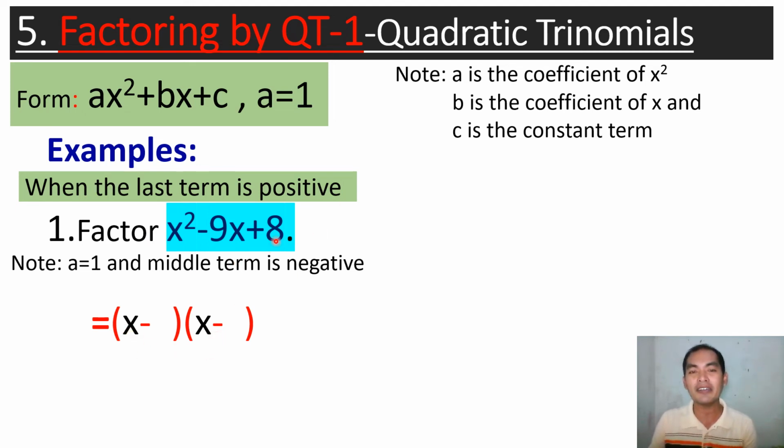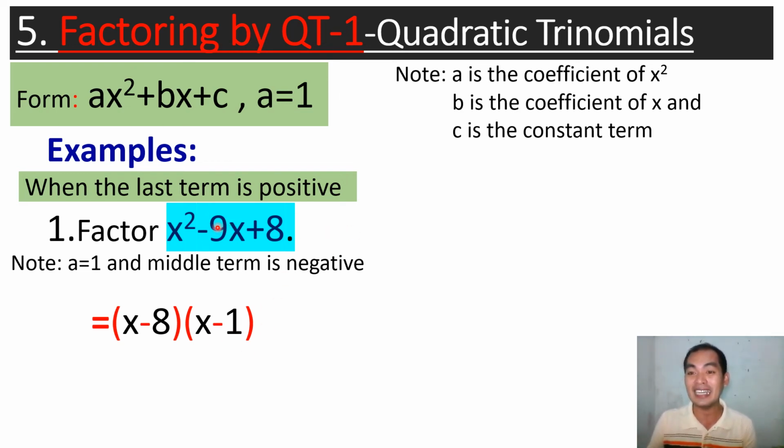Then ano ang gagawin sa 8? Okay, kunin mo yung factor ng 8 or dalawang number na pag minultiply ay 8, pero pag inadd ay 9. So the only factors of 8, we have 8 times 1 na pag inadd ay 9. 8 and 1. Hindi pwede ang 4 and 2 because 4 plus 2 is 6. But then 4 times 2 is 8.